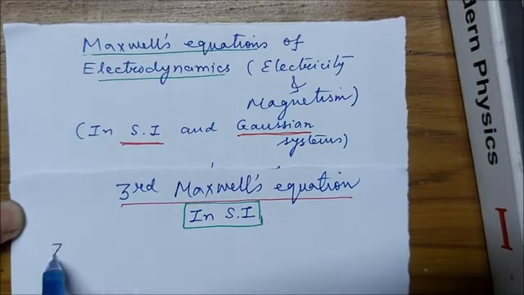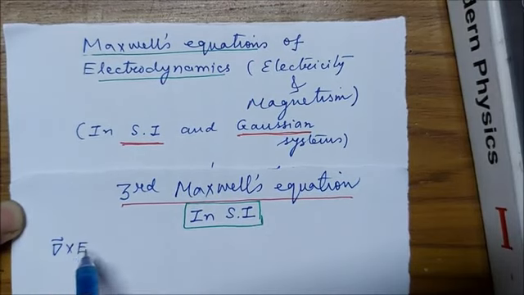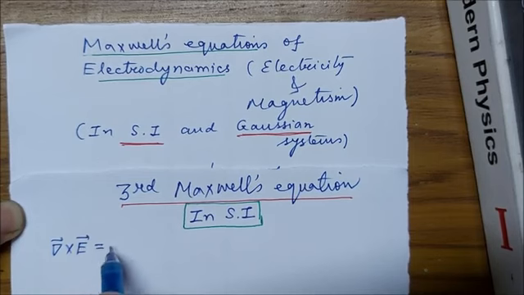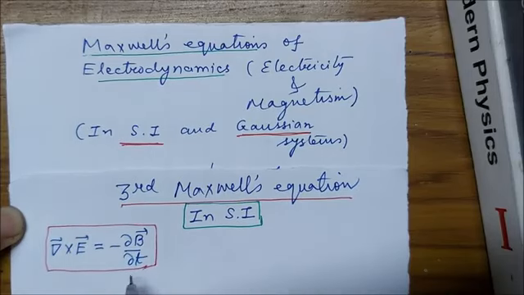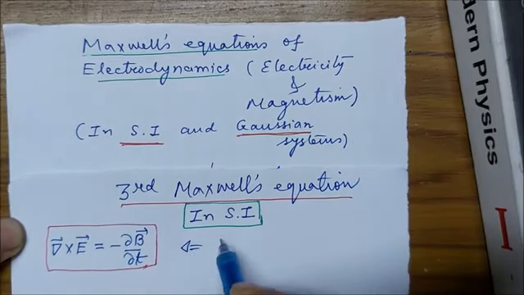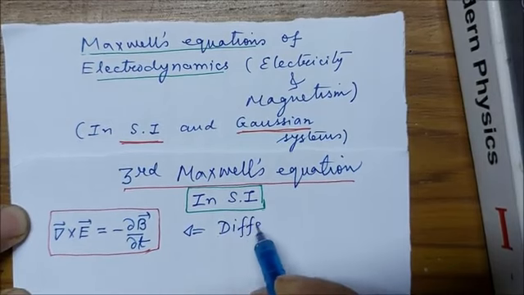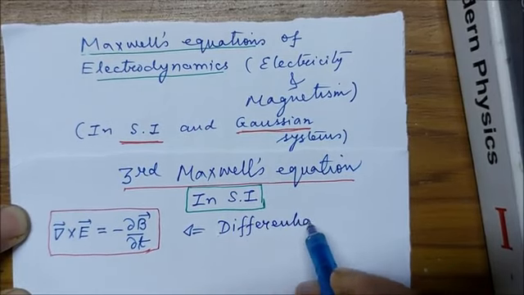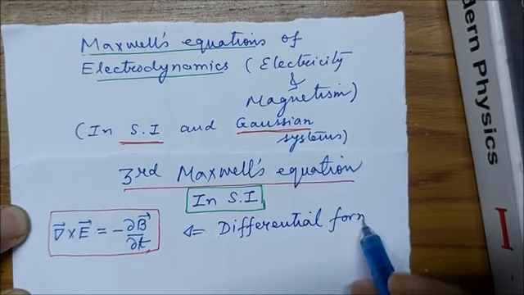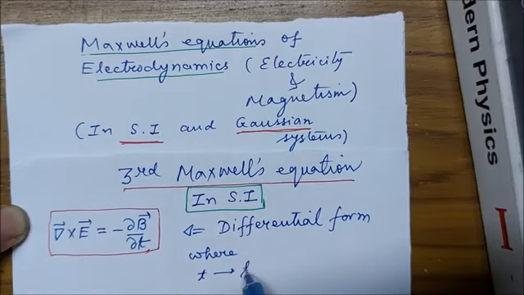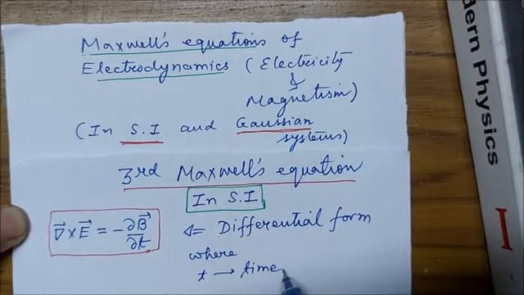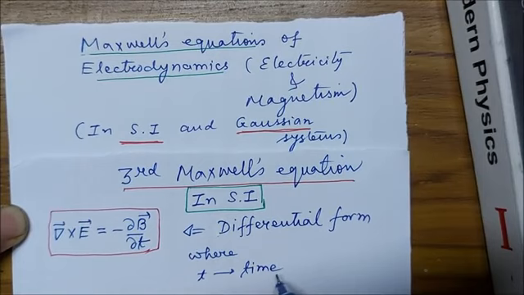And it is curl of vector E is minus del del t of vector B, which is the differential form, where t is time. Other symbols have been defined earlier.